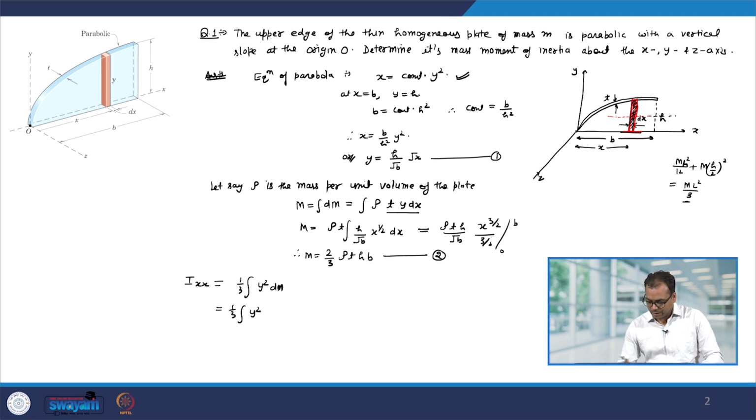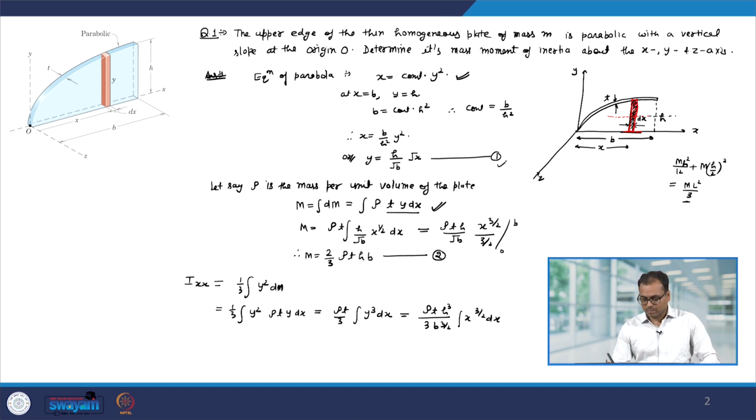We already know dm is this quantity rho t y dx. Here rho, t and 3 are constant, so let me take them outside: y to the power 3 dx, and this will be rho t h to the power 3 divided by 3 b to the power 3 half, integral x to the power 3 by 2 dx. So what I have done is, from equation number 1, I have put the value of y.